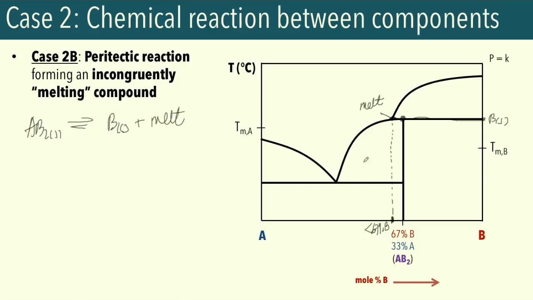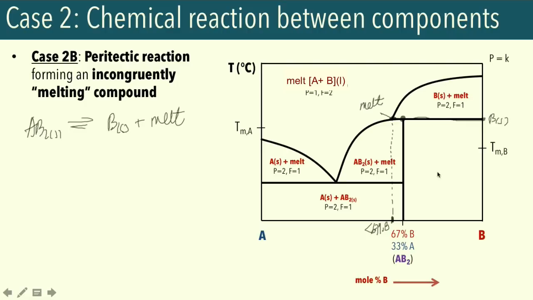So we could also label the corresponding phases using our technique again. Of course, above the melting curves, we have our melt. In this region over here, we have A solid and melt, AB2 solid and melt, A solid and AB2. In this particular region over here, our bordering phase is B solid and our melting curve. So we have B solid and melt. In this region over here, we expect that our phases are going to be AB2 solid and B solid.